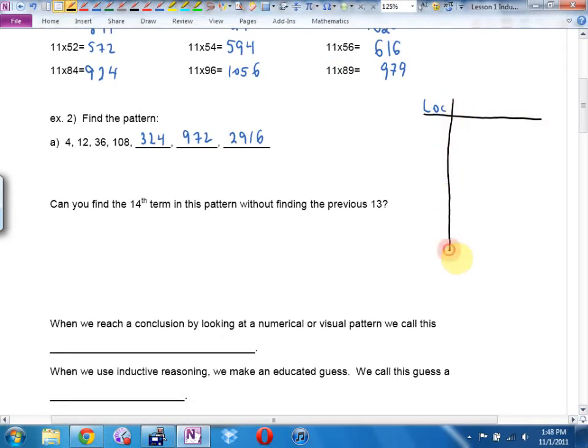And what I mean by location is this. This is location 1, that's location 2, that's location 3, that's location 4, and we want to find location 14. But I want to see if I can figure out how to get to 14 by looking at what's going on for the first 3 or 4 and find a shortcut. So I'm going to write location 1, location 2, location 3, location 4.